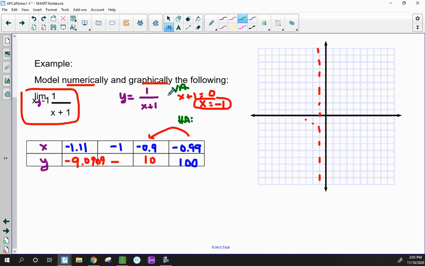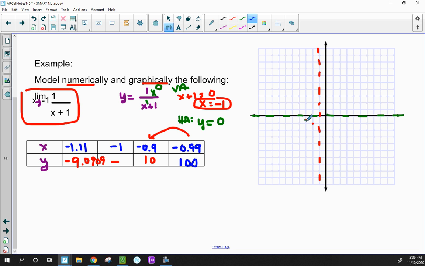You've heard me say that a few times this year. So since the top has x to the 0 power, if you will, and the bottom has x to the first power, the power on top is smaller than the bottom, which means that the horizontal asymptote is going to be right on top of the x-axis, which is y equals 0. And so that way I can predict what's happening with this picture with these points now.